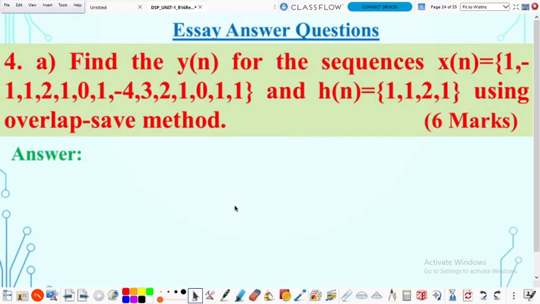Hi everyone. In this video, we are going to discuss the overlap save method example. This is a previous examination question from May 2019.